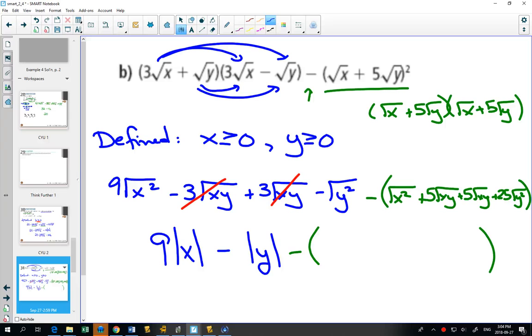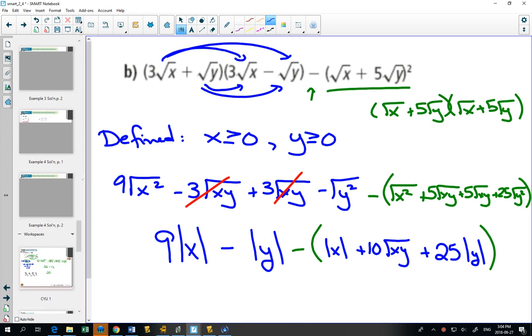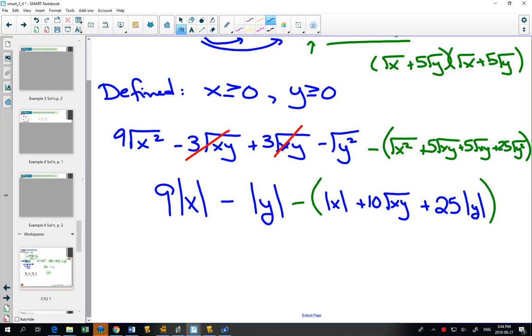What's the square root of x squared? Absolute value of x. 5 root xy plus 5 root xy, those are like terms. Root 10xy plus 25 absolute value of y. Now, since this question is only defined when x is bigger than or equal to 0 and y is bigger than or equal to 0, the absolute value bars are not needed. So this question is just 9x minus y.